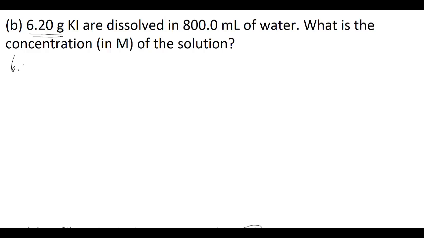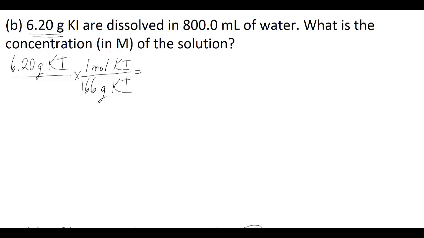So you know that you have 6.20 grams of potassium iodide, and you can convert that to moles of potassium iodide using the molar mass, which is 166 grams of potassium iodide per 1 mole of potassium iodide. So that's going to give you 0.03739 moles. It goes on in your calculator, but I'm going to leave things expanded here because we have to do one more calculation before we get to molarity, and that is to divide by the volume.